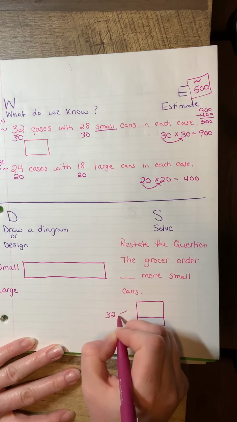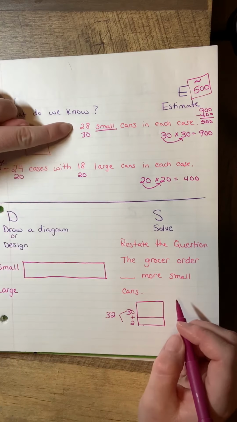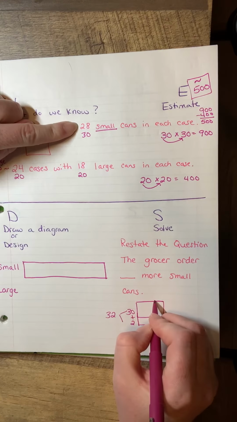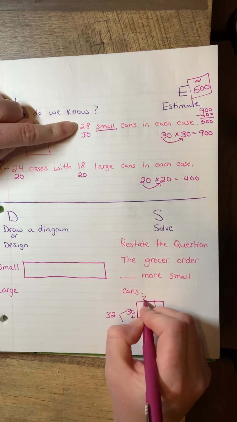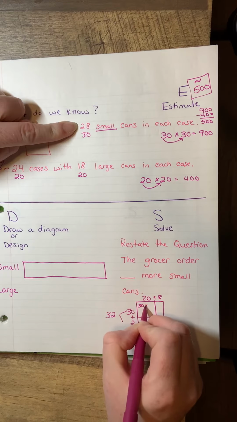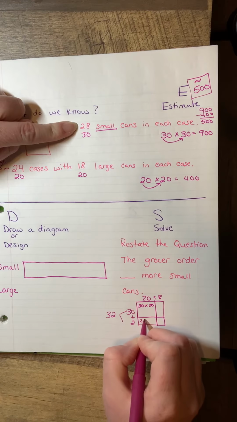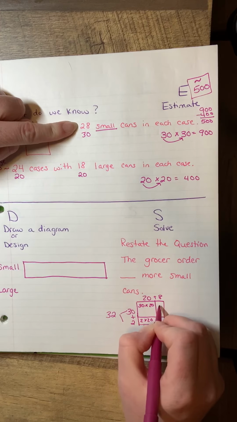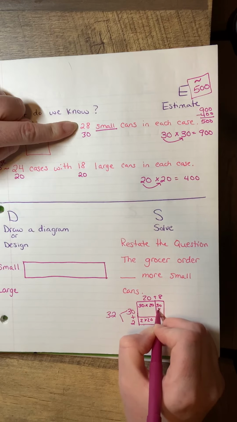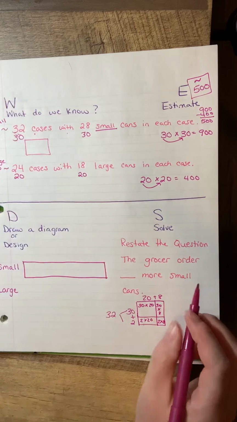32 is 30 plus 2, and then 28 is 20 plus 8. Inside of this one, I have 30 times 20. Inside of this one, I have 2 times 20. Over here, I have 30 times 8. And right here, I have 2 times 8.